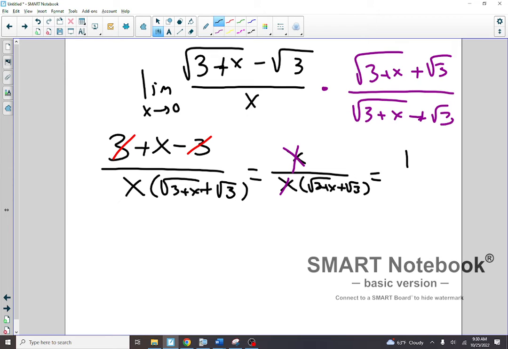So this is going to be 1 over. What'd you write on that bottom? Kind of, yeah, it's the same thing. That's still 3 plus x. I don't understand anything.